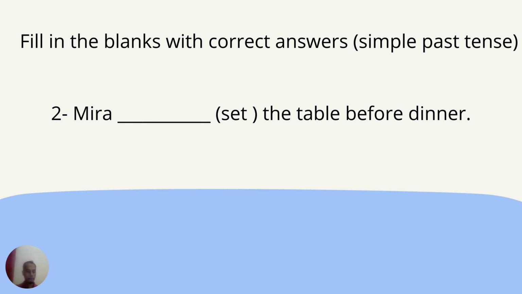Next, Mira blank set the table before dinner. What is the past tense form for set? Good job. The answer is also set because it falls under rule number 2, which is no change in the spelling. So the answer is Mira set the table before dinner. Very good, class.